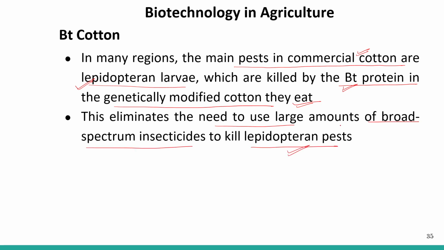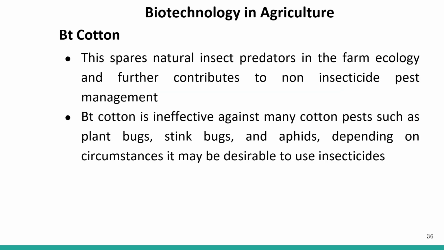So we want to kill this particular type of insect or pest so that our cotton plant is protected. This spares natural insect predators in the ecology and further contributes to non-insecticide pest management. So this particular crop, the Bt cotton, spares the natural insect predators.